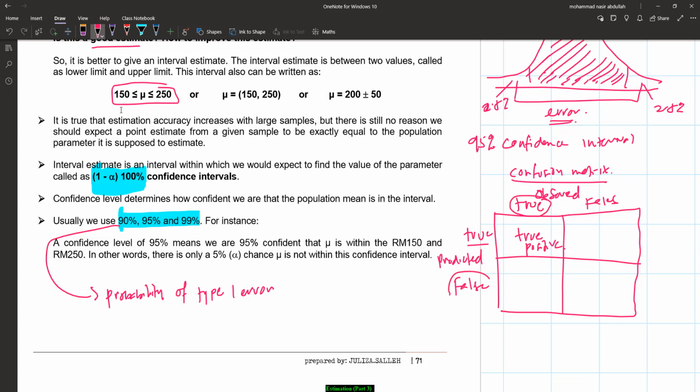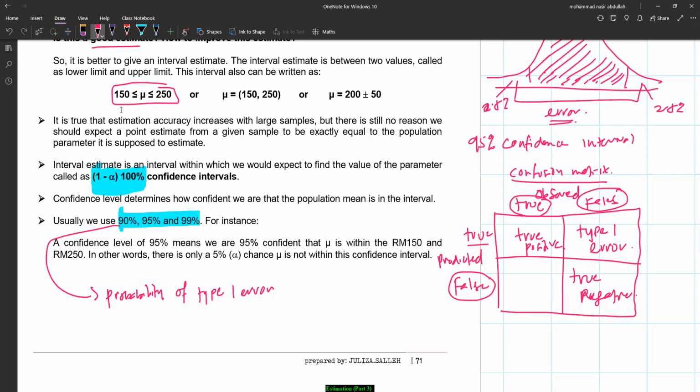If the estimation is false and the observed is also false, this is what we call a true negative. So this is a true value, which means our estimation is correct. If our predicted is true and the observed is false, this is what we call a type 1 error.